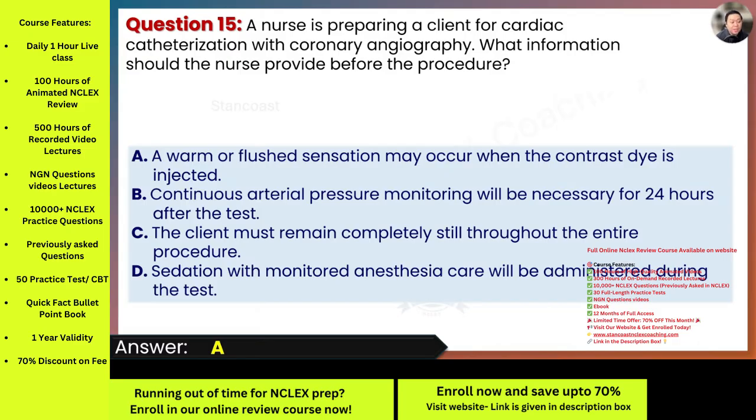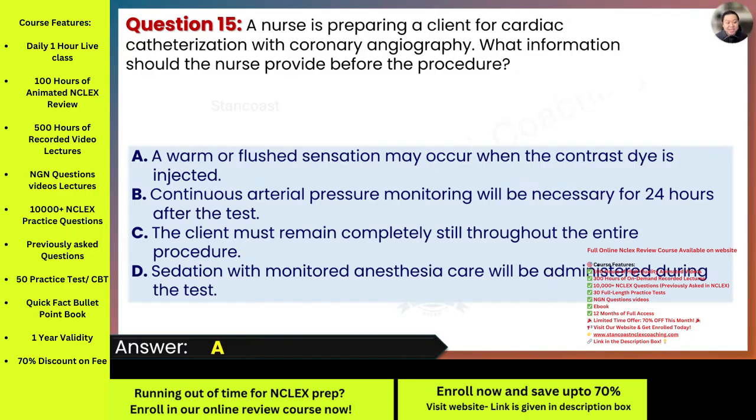Now, why is letter B incorrect here? It said continuous arterial pressure monitoring for 24 hours. Well, this is not accurate. We know that continuous arterial pressure monitoring might be required for patients who are critically ill or have undergone high-risk interventions, but it is not typically needed for patients after a routine diagnostic cardiac catheterization. And usually, patients only will require brief monitoring, let's say 1 to 6 hours in the recovery area. And if there are no complications, the client can often be discharged the same day.